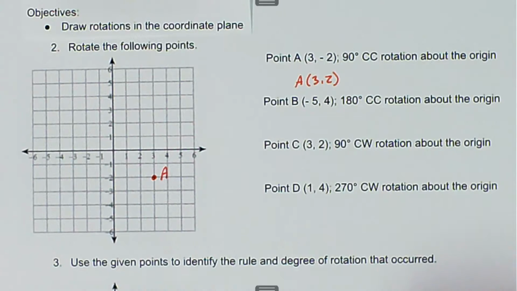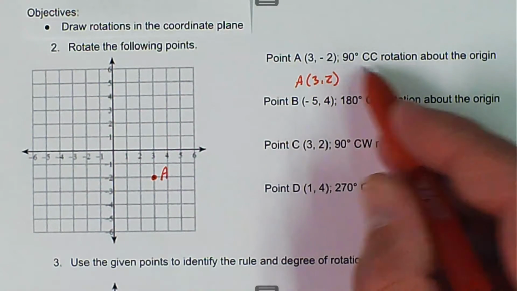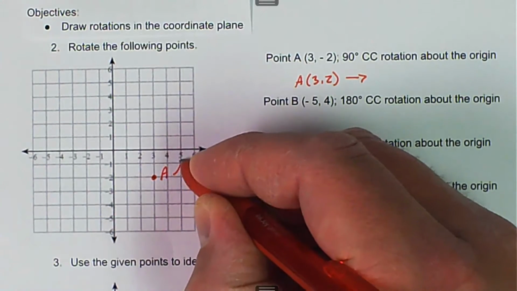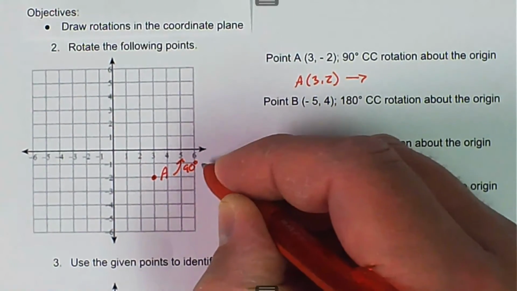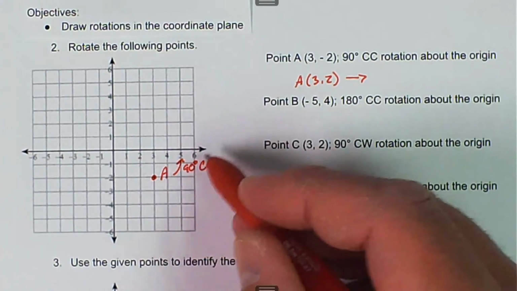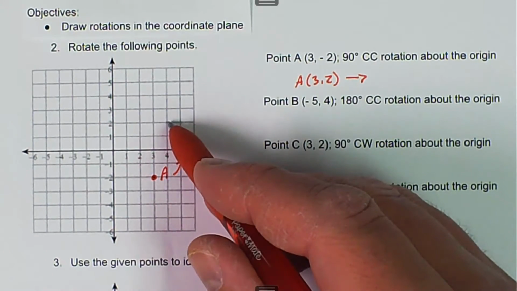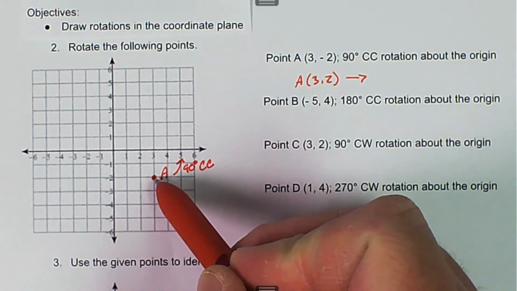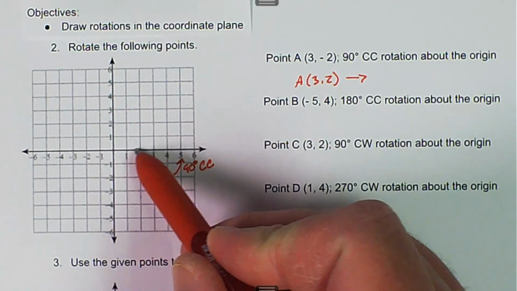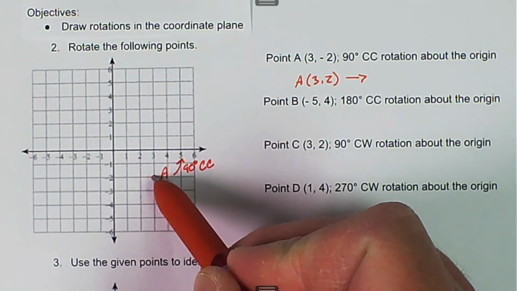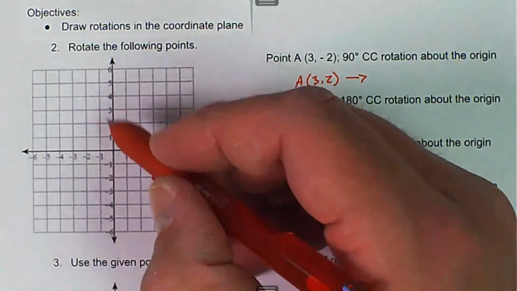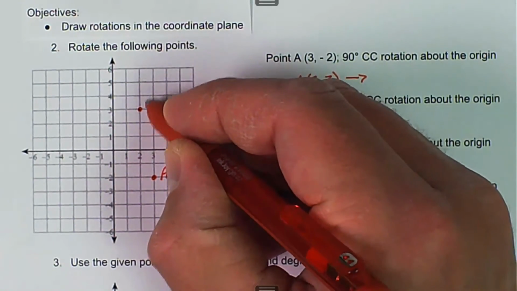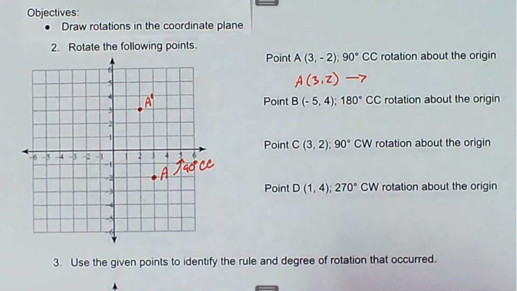Then it says we want to do a rotation of 90 degrees counterclockwise. So 90 degrees counterclockwise is going to be in this direction. Because it's only 90 degrees, we're just going to move from the fourth quadrant back into the first quadrant. So how did we get to A? Over 3, down 2. So now we're going to go up 3, right 2. And that's going to be A prime.